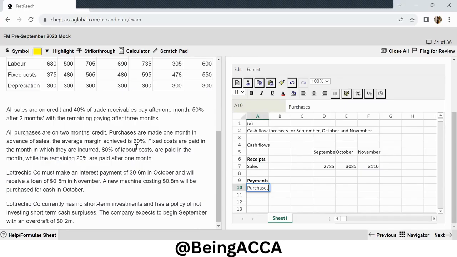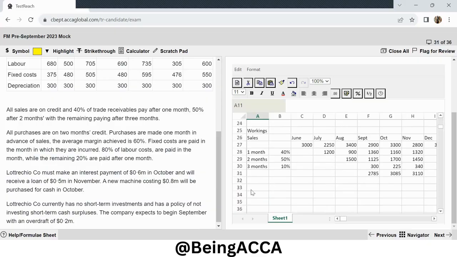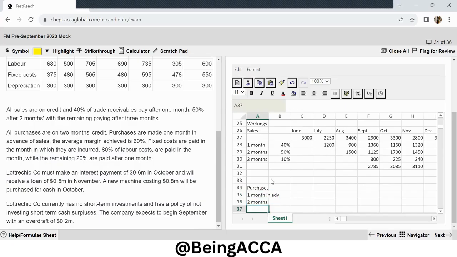So let's find out the working for sales as well. Sorry, purchases as well. So I can write that this pertains to my purchases. So it is mentioned that we are buying 40% of sales. The average margin is 60%. That means 40% is our cost, 40% of our sales value, right? So we are ordering a month in advance. So 1 month in advance, and then we are also getting 2 months of credit on them, right?